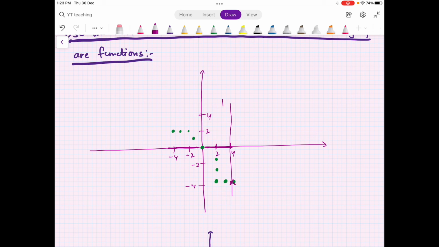Let me draw a line here. If I draw a vertical line here, I'm getting another output here. If I draw a vertical line here, you see you get 1, 2, 3 outputs. So corresponding to one input, you are getting 3 outputs. It's not a function. Okay, so if anywhere you get more than one output corresponding to one input, then straight away you say that this is not a function.